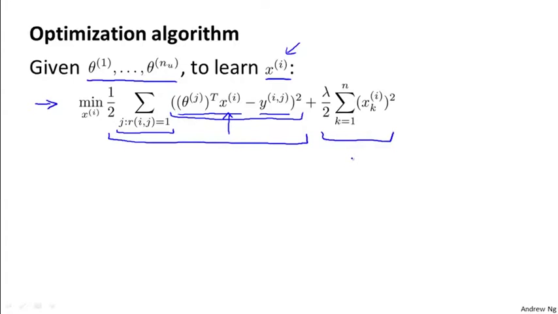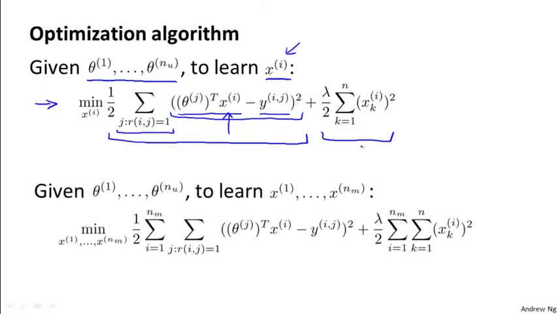So this is how we would learn the features for one specific movie, but what we want to do is learn all the features for all the movies, and so what I'm going to do is add this extra summation here. So I'm going to sum over all n_m movies, and minimize this objective on top that sums over all movies. And if you do that, you end up with the following optimization problem. And if you minimize this, you have hopefully a reasonable set of features for all of your movies.